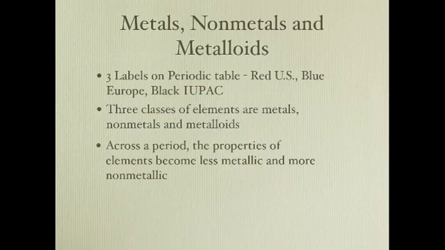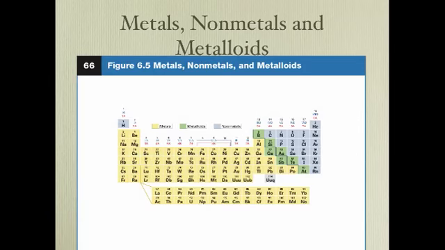If you go across the period, from left to right, the elements become less metallic and more nonmetallic. So, for instance, if you're looking at lithium, Li, that's a pretty metallic element. If you get to boron, that's number 5, that's less metallic. Keep on going to neon, that's very nonmetallic, okay?